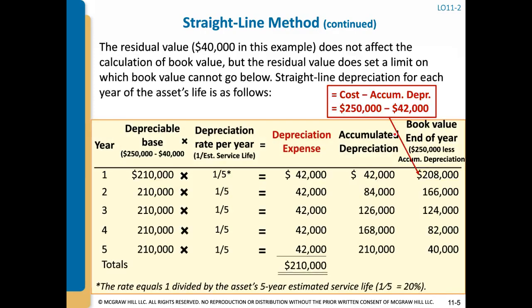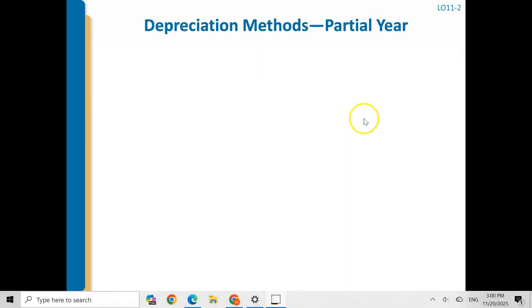Let's quickly go back to this slide that I've used before. This is using the straight line method for the same example, showing what the depreciation would look like if a company acquired this asset on 1/1/X1. The depreciable base was 210,000, and the depreciation rate was 1/5, because in year one we're depreciating 1 out of 5 years, giving us depreciation expense of $42,000.